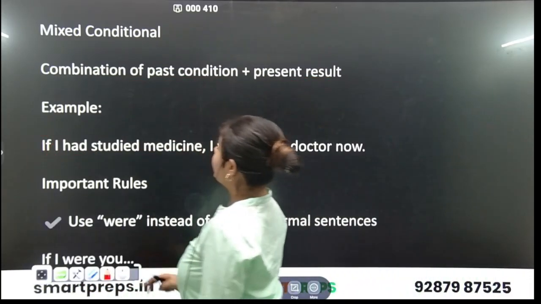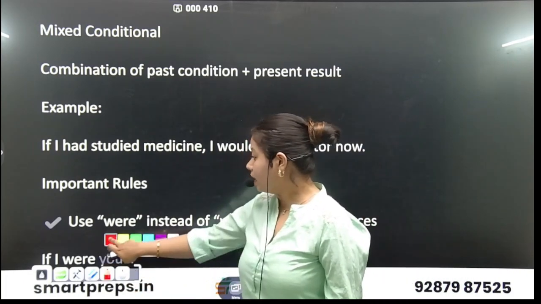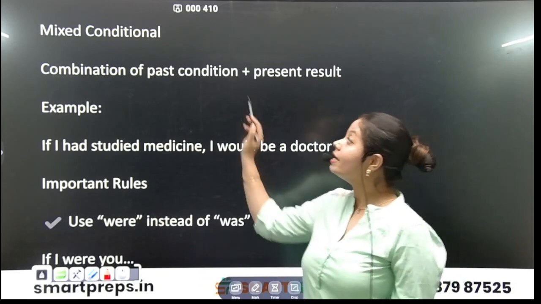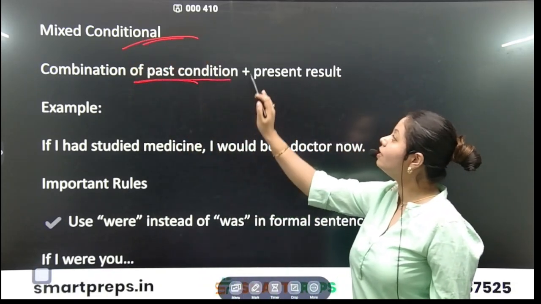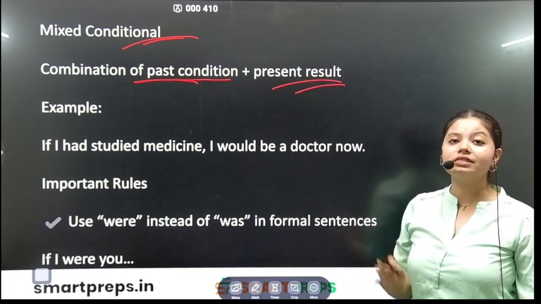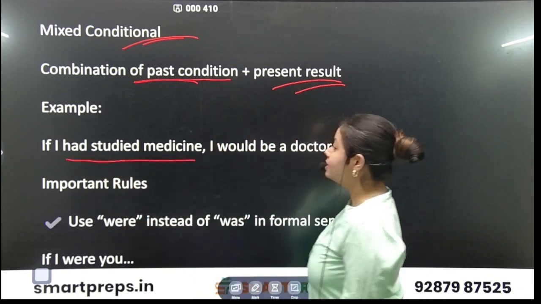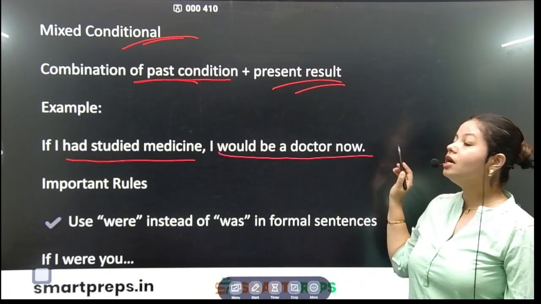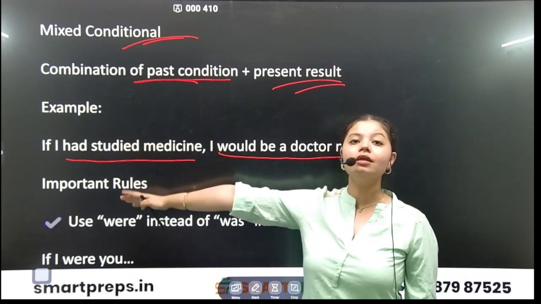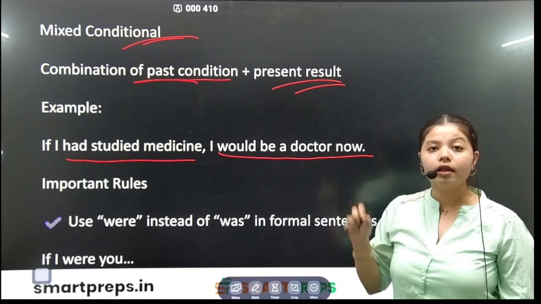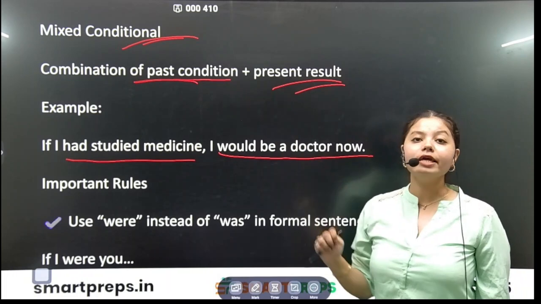All right. Now the most important is mixed conditional. Mixed conditional means a combination of past condition plus present result. For example, if I had studied medicine, I would be a doctor now. So along with the past condition, if I had studied medicine, I would be a doctor now. So I'm talking about the present result. So it is called mixed conditional.